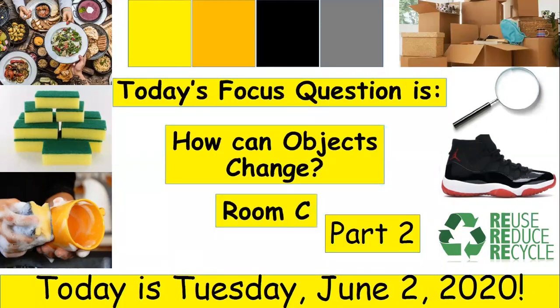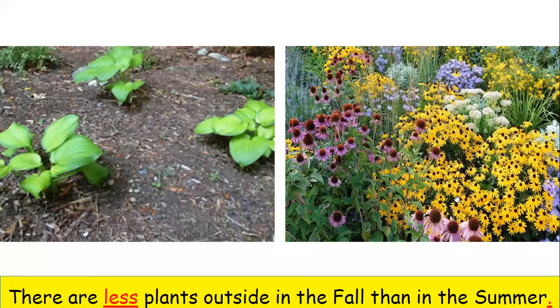All right, boys and girls. Today's focus question is, how can objects change? This is part two. There are less plants outside in the fall than in the summer. If you see over here, there are barely any plants in the fall. But if you see over here, there are plants all over in the summer. So the ground changes.